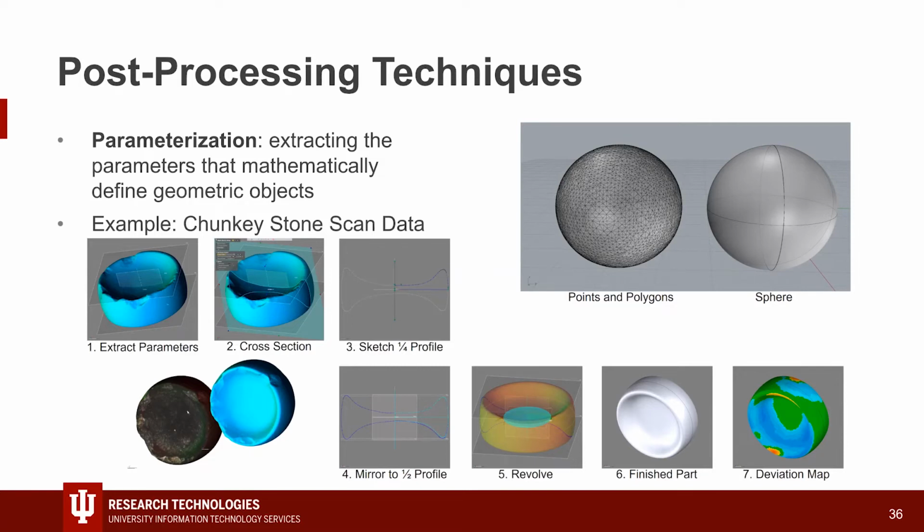We can look at these points and polygons on this image on the right, and we know it's a sphere because we're humans. We're smart enough to figure that out. But the computer system does not see it as a sphere. So we parameterize it and turn it into an actual sphere with a center in space and a radius to it.